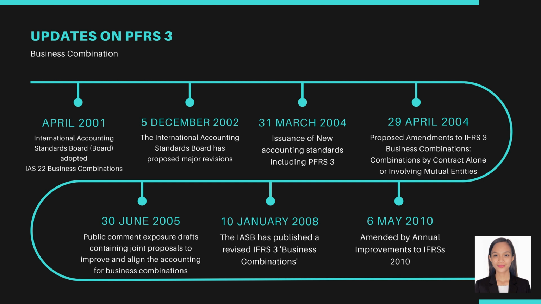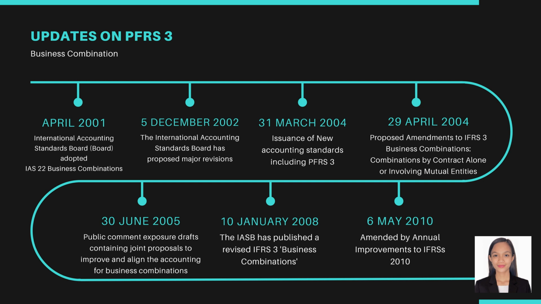in issuance of 2004. And other meron pa silang initial that time. However, isa lang yun. Isa lang ang IFRS 3 sa initial nilang standard on March 31, 2004. On April 29, 2004, this is the proposed amendments to IFRS 3 business combinations, combination by contract alone or involving mutual entities. Nagkaroon siguro ng mga questions about the contract alone or involving mutual entities.